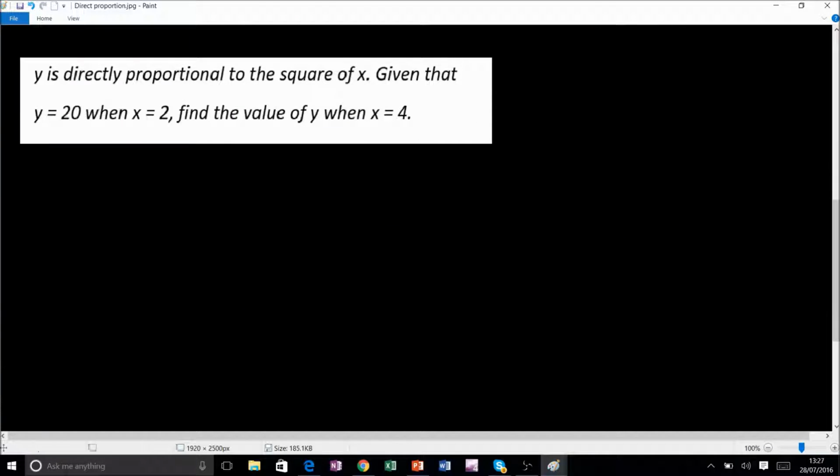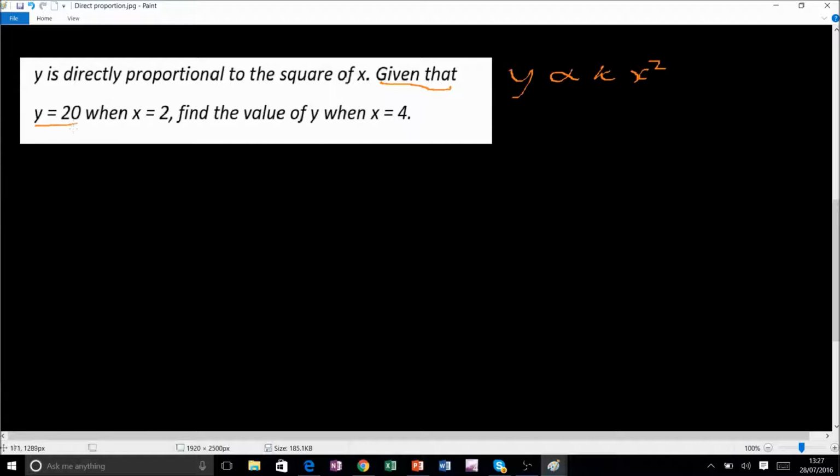Okay, now let's look at the last example here. So y is directly proportional to the square of x. Very, very simple. So y is directly proportional to the square of x. So we've got k x squared, because it's directly proportional to the square of x.